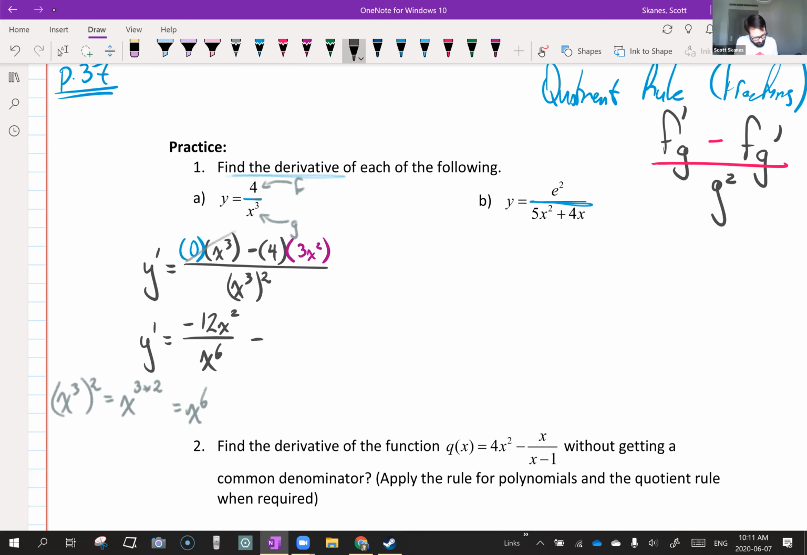And then let's go one step further. Let's simplify. Remember that the number on bottom, we can just subtract 2. 6 minus 2 is 4. And so we have -12 x to the power of 4.